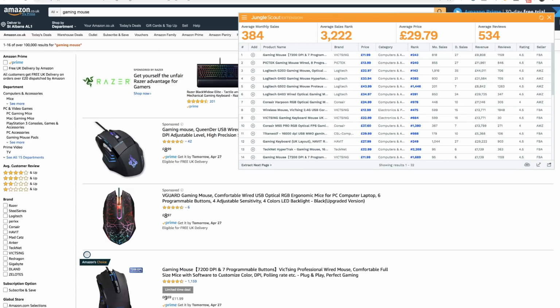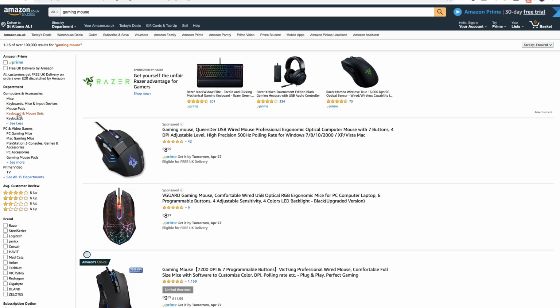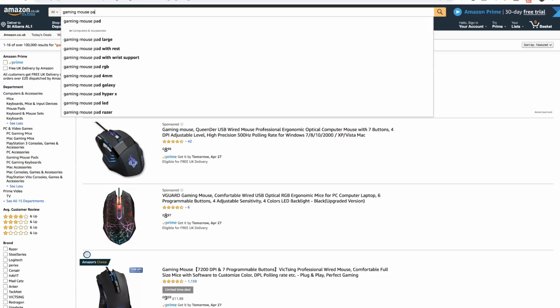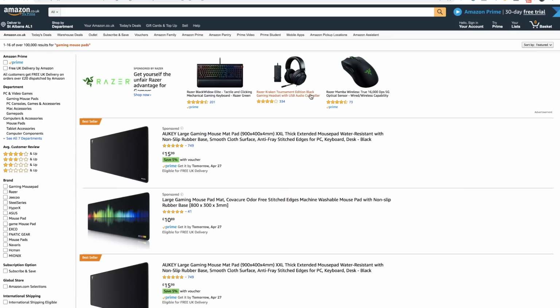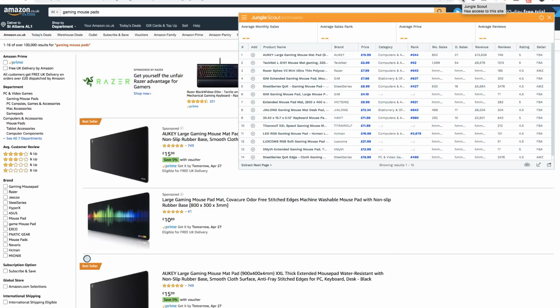But what you can then do is close down Jungle Scout and go on the left-hand side here and look at more things: mouse, keyboard mats, keyboards, gaming mouse pads. Gaming mouse pads, I don't even know, are they different to a normal mouse pad? No idea, so I have no idea what these are going to be like. I can imagine it's a lower demand, but it's still very good.